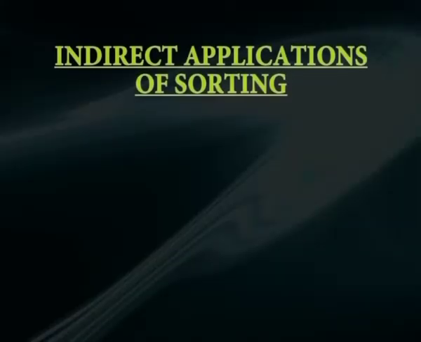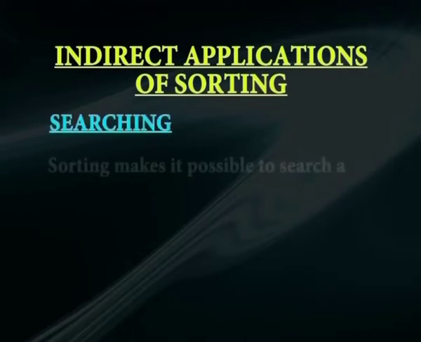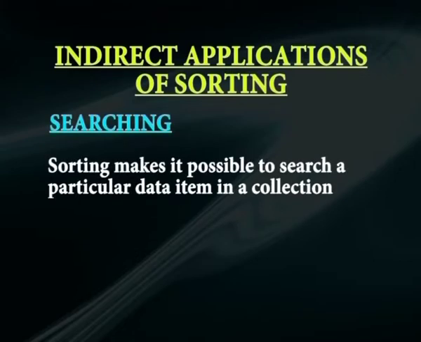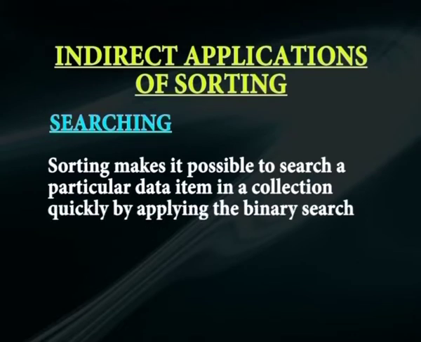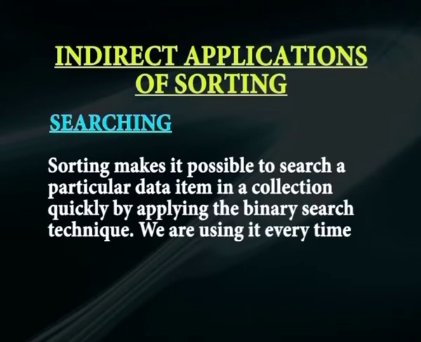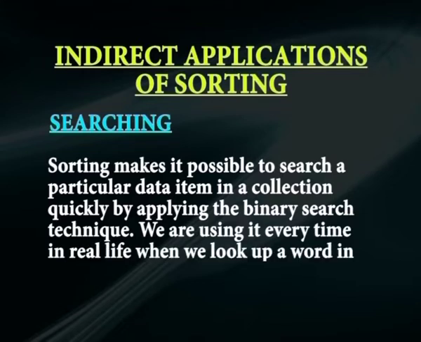Another reason why sorting is so important is that once a set of items is sorted, many of the problems become easy. Some of the common indirect applications of sorting are searching. Sorting makes it possible to search a particular data item in a collection quickly by applying the binary search technique. We are using it every time in real life when we look up a word in a dictionary. Imagine searching for a word in a 1000-page dictionary which is not sorted alphabetically, and you will appreciate the importance of sorted data for lightning search.